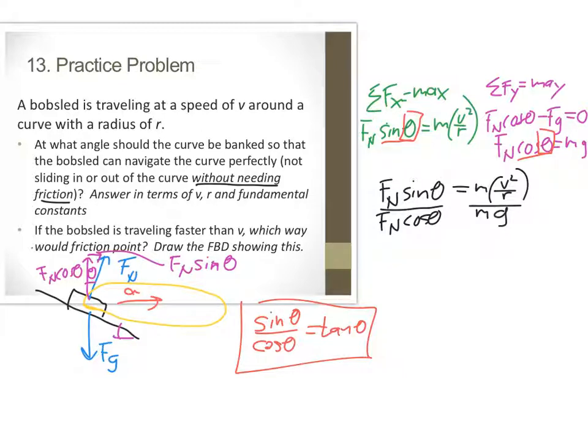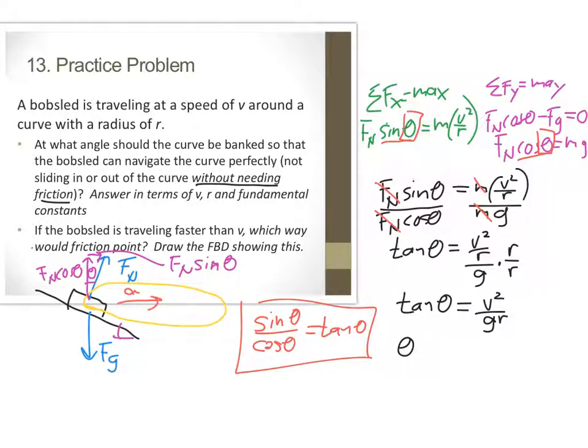So I'm going to do Fn sine of theta divided by Fn cosine of theta. The Fn's divide out, and I'm left with tangent of theta. On the other side, the masses divide out, and what I'm left with is v squared over r all over g. I'm going to multiply top and bottom by r to get rid of that double fraction. And so I get that tangent of theta is equal to v squared over gr. And so I can take the inverse tangent there and get that theta is equal to the inverse tangent of v squared over gr.